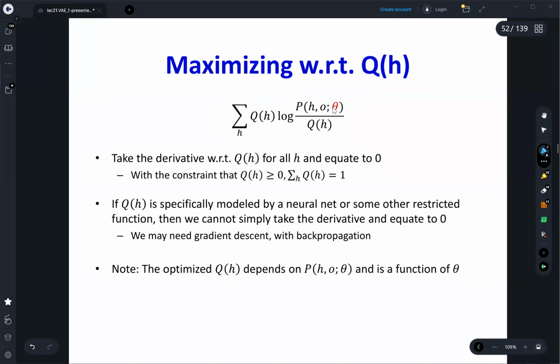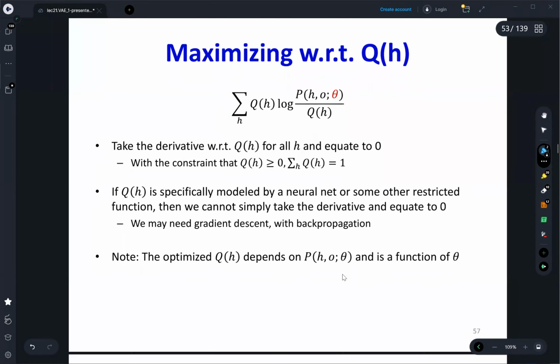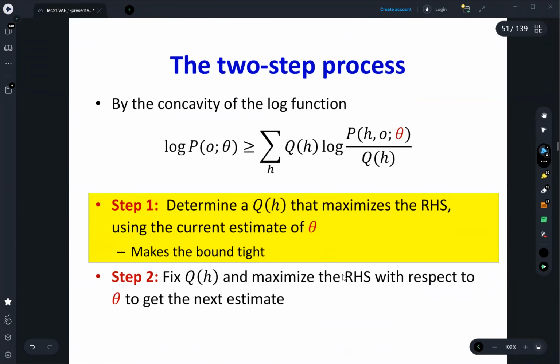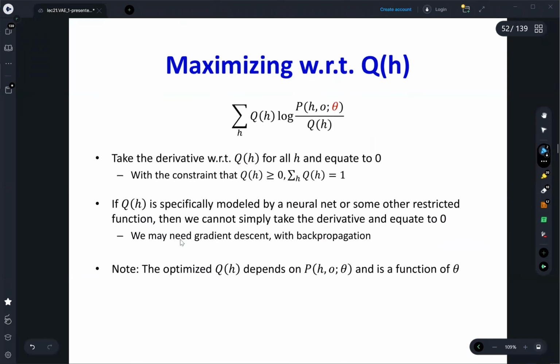Now, the point is this: when I'm maximizing this term over here, that already depends on theta, right? Because the term inside the log includes theta. And so the optimized Q of H depends on theta, which is why we need this iterative process. The optimal Q of H is going to depend on theta. Once I choose a Q of H, I can go back and optimize theta. But then for the new theta, the optimal Q of H is likely to be different. And so I'm going to have to go back and optimize Q of H and keep iterating the process.